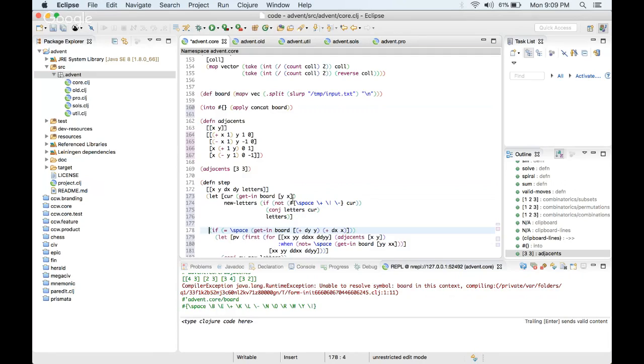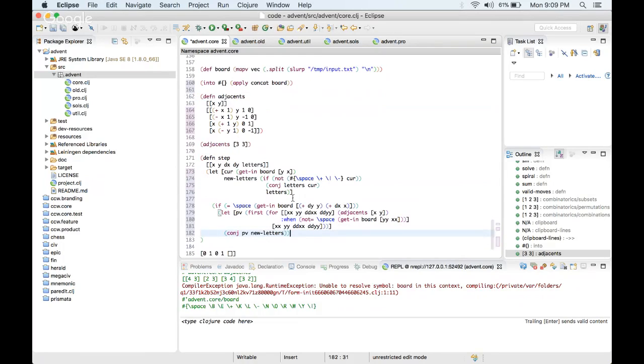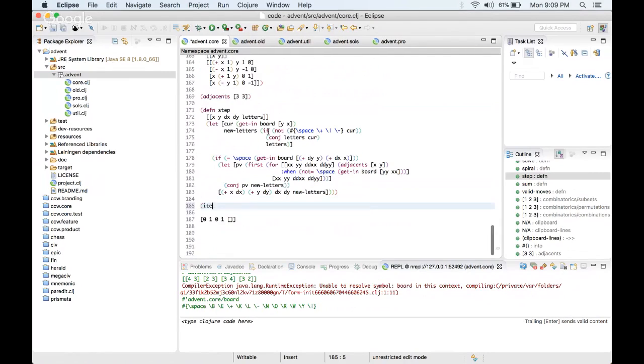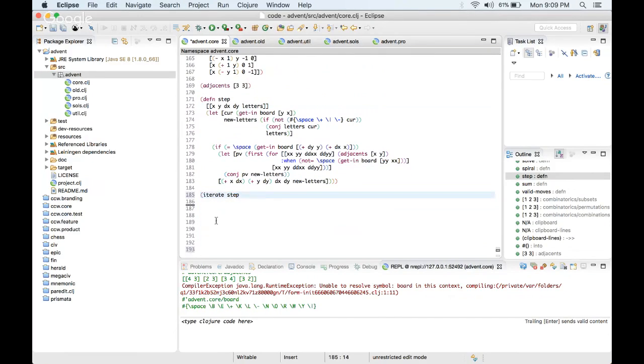Okay. All right, so if we have a space, this handles moving. If we don't have a space, then we just need to add to x dx, add to y dy, leave dx and dy the same, and pass new letters along. All right, so we do something like iterate step, starting here, and take 5 of these.